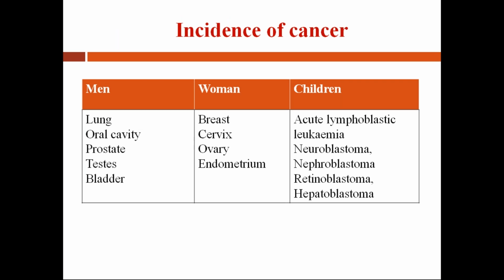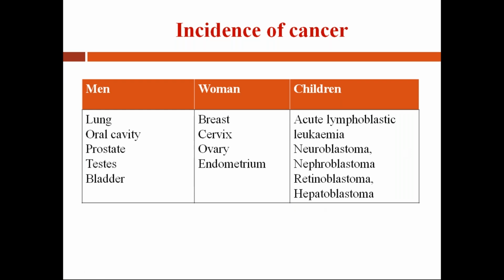Next, incidence of cancer. Which cancer is more common in which age group and gender? In adult men, all these cancers are kept from most common to less common. In women, breast cancer, cervix, ovary, endometrium. And in children, these cancers are very common.